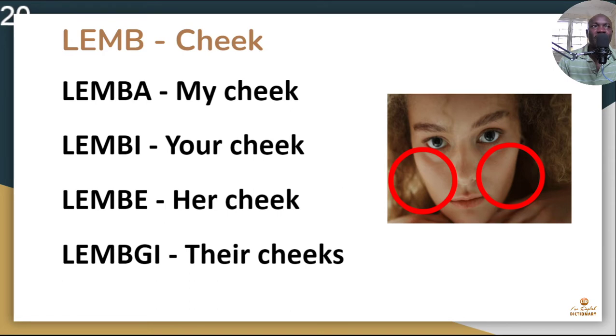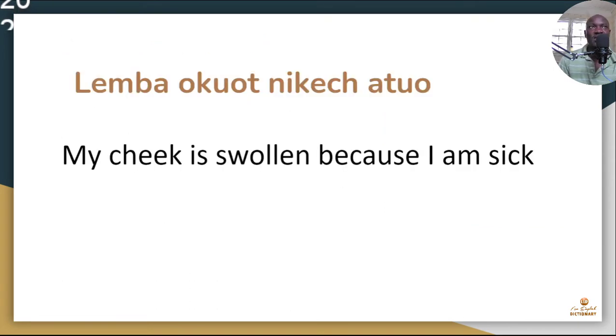So in a sentence you can say, limba okwot nikech atuo. I'll say that again. Limba okwot nikech atuo. So that means that my cheeks are swollen because I'm sick.